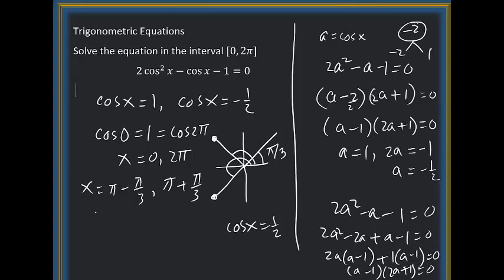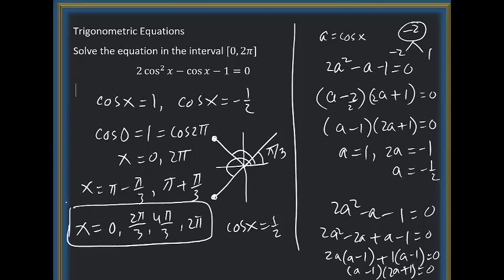So now you can list your solutions. You got x equals 0. You got pi minus pi by 3, which is 2 pi by 3. Pi plus pi by 3, which is 4 pi by 3. And we have written another, which is 2 pi. So these are all 4 solutions I have for this trig equation. I hope you have understood.